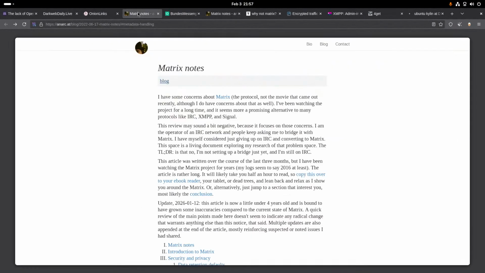So Matrix is one of the top options for messaging because it's essentially decentralized in its nature. It's a protocol, not really a platform, not really an application.